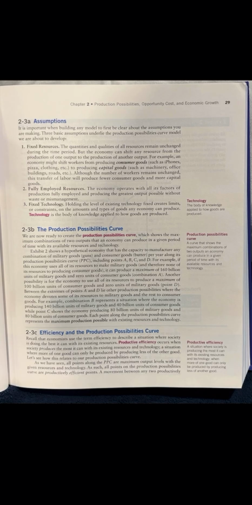For example, combination B represents a situation where the economy is producing 140 billion units of military goods and 40 billion units of consumer goods, while point C shows the economy producing 80 billion units of military goods and 80 billion units of consumer goods. Each point along the production possibilities curve represents the maximum production possible with existing resources and technology.